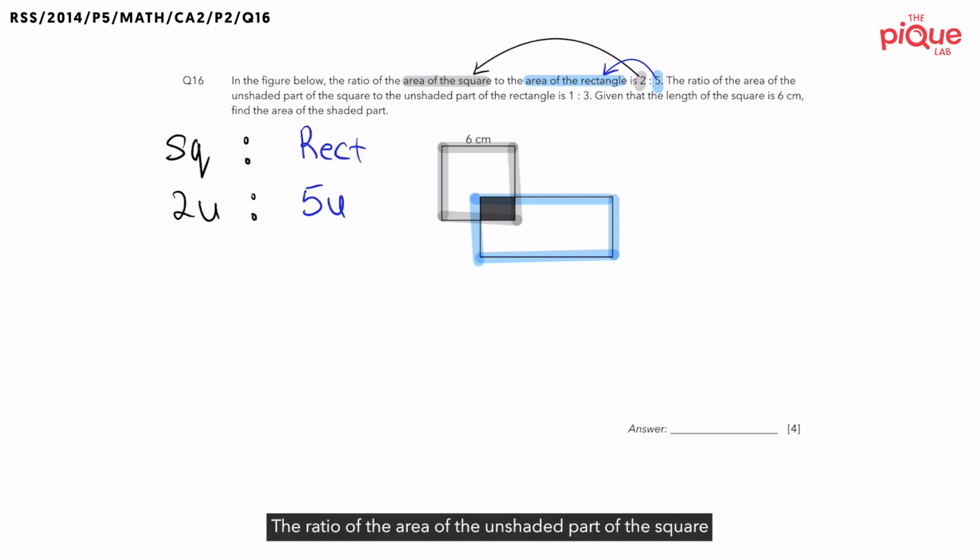The ratio of the area of the unshaded part of the square to the unshaded part of the rectangle is 1 to 3. Now let's bring our focus back to the diagram in the question. We see that other than a grey square and a blue rectangle, there is a shaded part in the middle. How can we help ourselves to make this problem sound easier for us? We can label the different parts in the question to help us. And I've chosen to use the letter X for the unshaded part of the square, Y for the shaded part of the figure, and Z for the unshaded part of the rectangle.